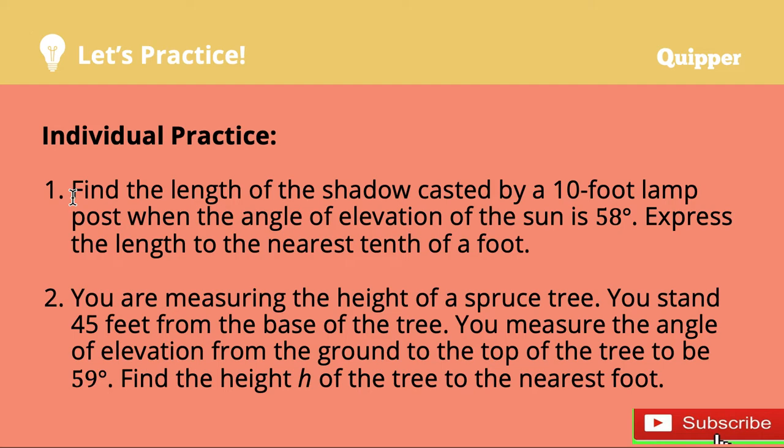First, find the length of the shadow cast by a 10-foot lamppost when the angle of elevation of the sun is 58 degrees. Express the length to the nearest tenth of a foot. Second, you are measuring the height of a spruce tree. You stand 45 feet from the base of the tree. You measure the angle of elevation from the ground to the top of the tree to be 59 degrees. Find the height of the tree to the nearest foot.